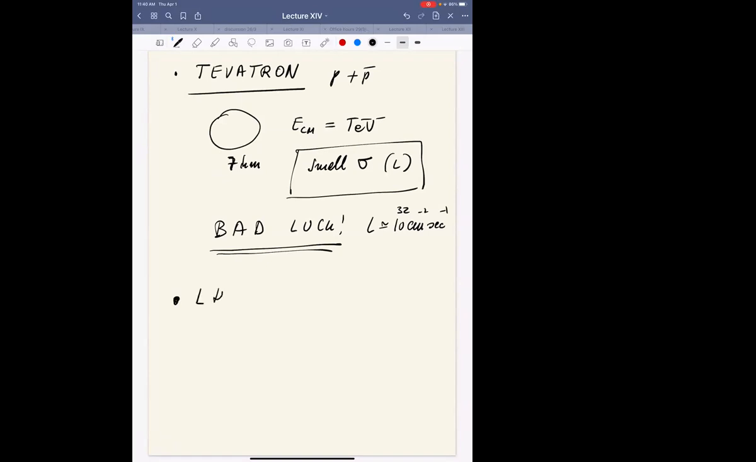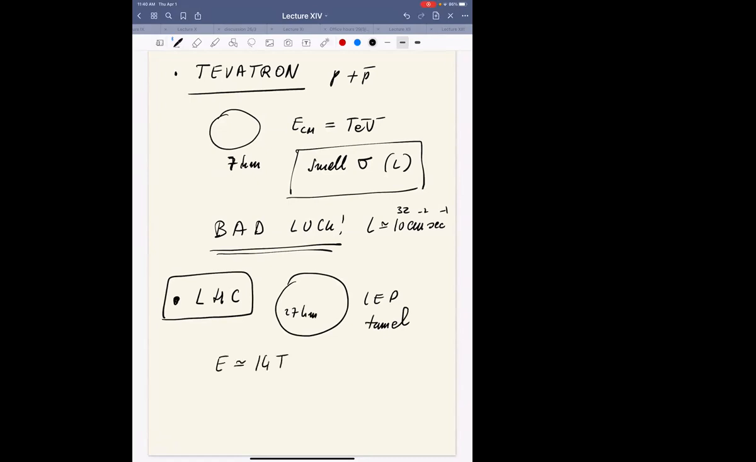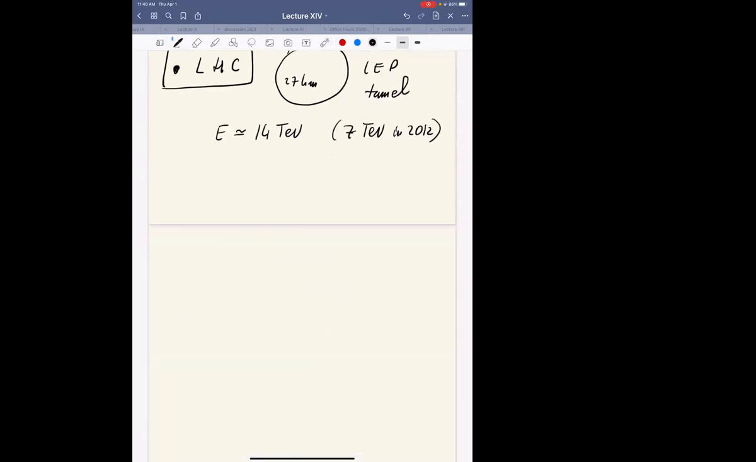Comes the LHC. It's the same tunnel of LEP, the LEP tunnel. 27 kilometers, it is huge. The energy, you don't need all of it today, it's 14 TeV. It was 7 TeV in 2012 when the Higgs was found. The point is that luminosity is 10 to the 34, now it's 10 to the 35. You have a much better luminosity, you have a lot of energy, you have everything now, and the rest is history.